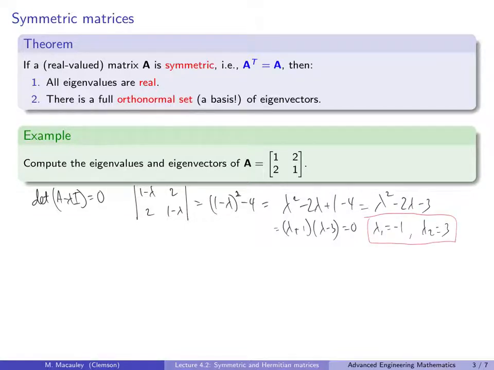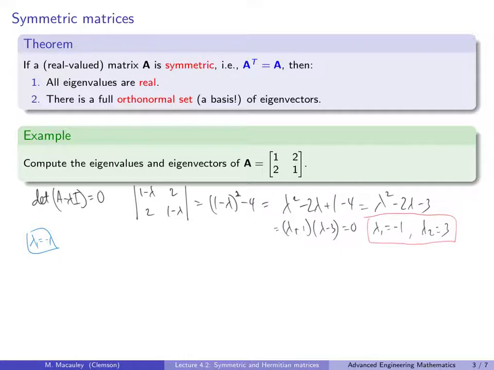Now how do you find the eigenvectors? Well, if the determinant of A minus lambda I is 0, that means this is non-invertible, which means there is a vector in the null space that's non-trivial. So we have to find that. So lambda 1 equals negative 1. What we do is we take A minus lambda I.